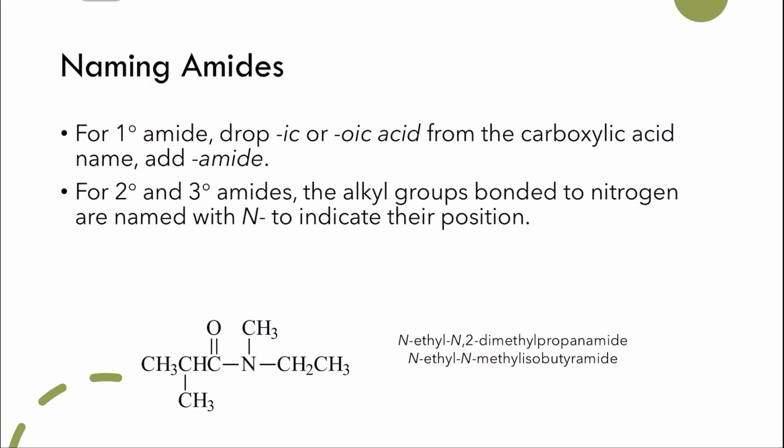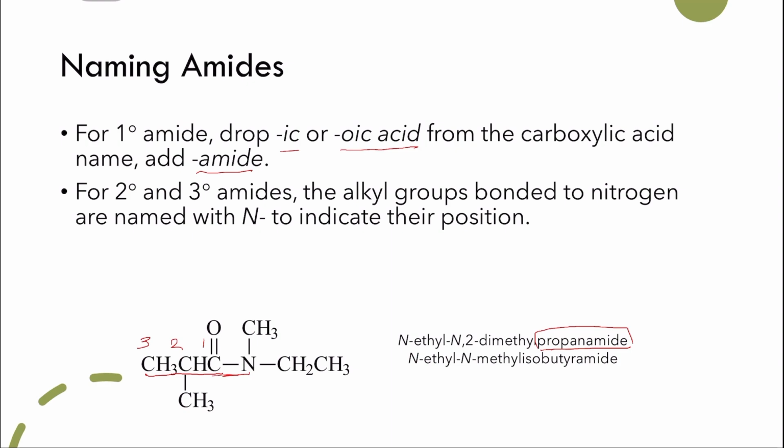How can we name amides? For primary amides, we drop the suffix ic, or oic for oic acid, from the carboxylic acid name, and then we put amide. So for example, here, where is the parent acid? This is the parent acid. Okay, so 1, 2, 3. So there are 3 carbons. So this is propanoic acid. So we drop oic, and we add amide, so it's propanamide. So this is how we call it.